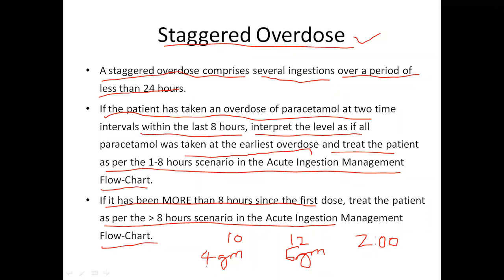So the patient took 4 gram of paracetamol at 10 in the morning. Again he took 6 gram at 12 in the afternoon, but he comes to the hospital at 2 o'clock. So now he took 2 doses at 2 different times. But what will you consider? You will consider which is the earliest for you. Is 12 the earliest or 10? For the hospital time, which is nearer? 12, yeah, 12.